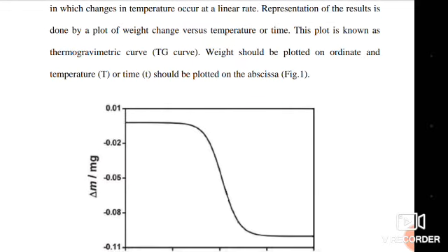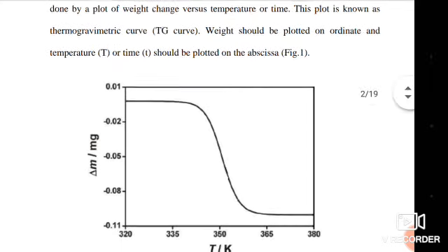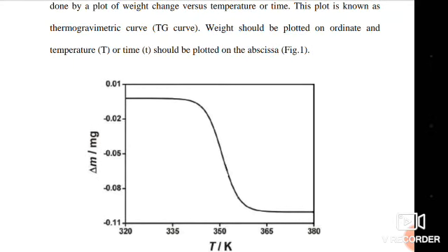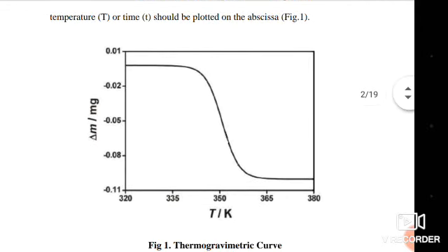This plot is known as thermogravimetric curve. आपण त्याला काय म्हणतो? TG curve आणि thermogravimetric curve म्हणतो. Weight should be plotted on the ordinate and temperature or time should be plotted on the abscissa. So आपण काय करणार आहोत?